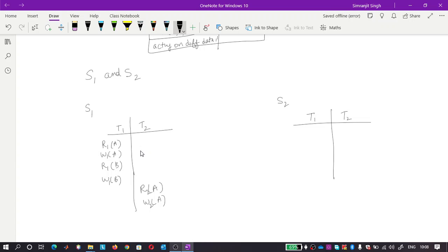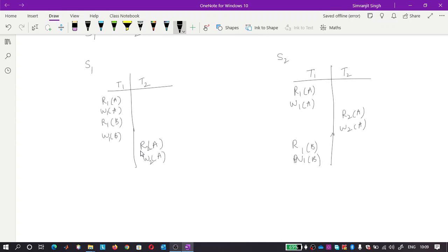Now a non-serial schedule S2: R1A, W1A, then I'm changing towards R2A, W2A, then again the remaining part, R1B, W1B. Okay, so these two are different data items. So there will never be a conflict between B and A. Okay, so check here. What are the conflicts that will arise from here?